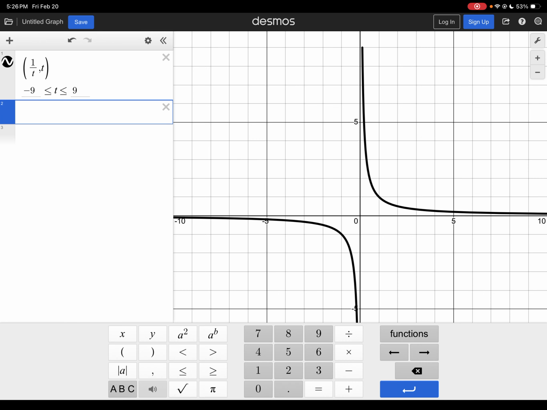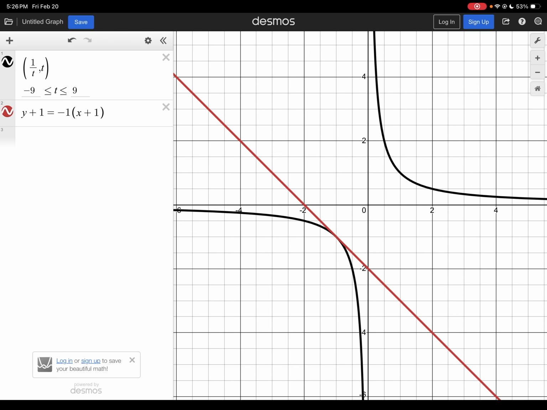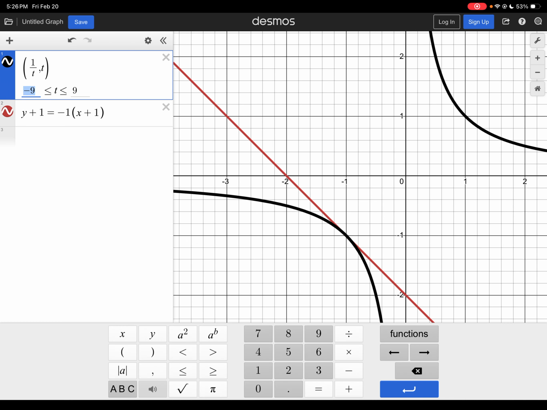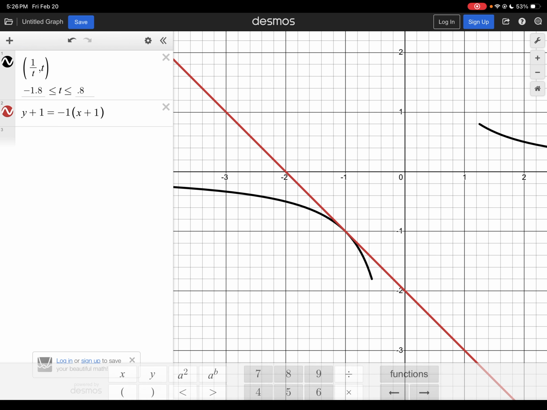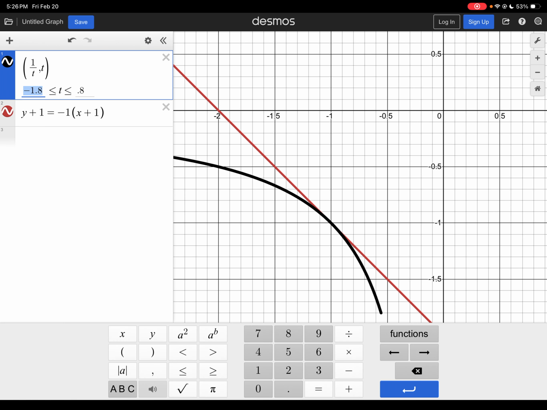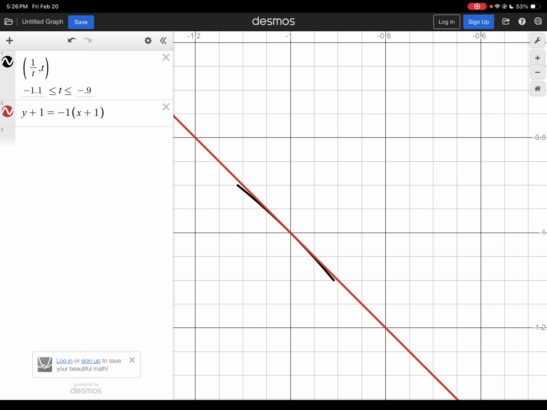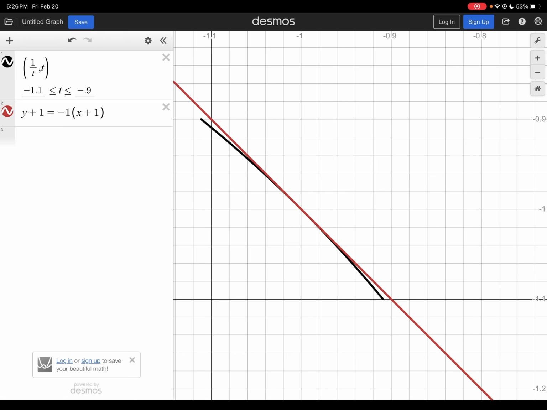Specifically at t equal to -1 here, we know that our tangent line equation is y plus 1 equals -1 times (x plus 1), which is right there. And if I were to adjust this a little, you could see that, hey, that's my tangent line equation right there. Very cool.